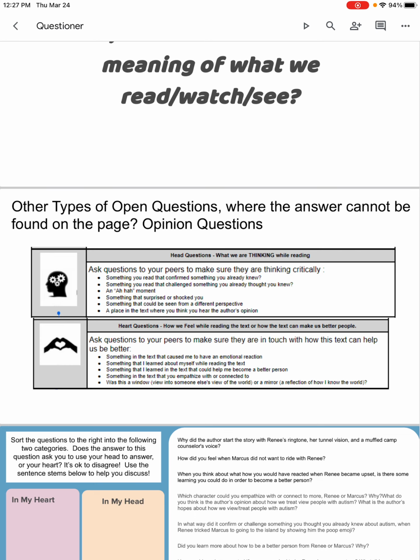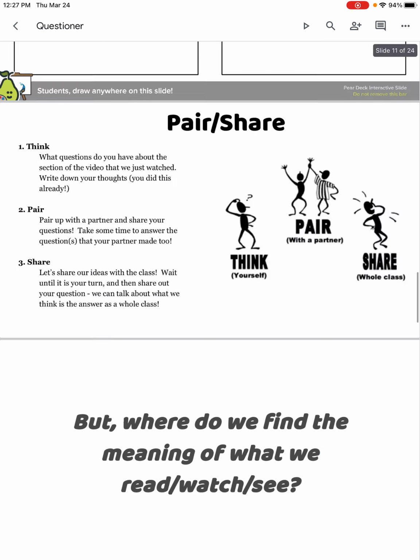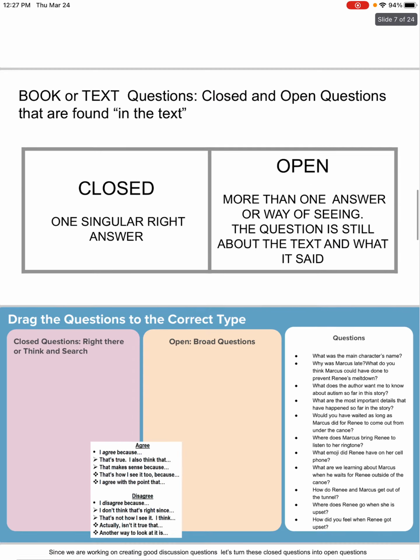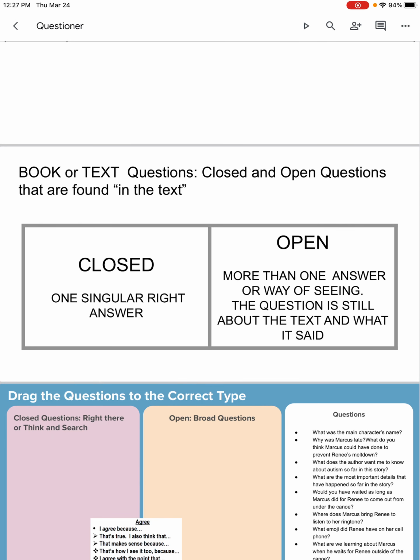So there's a lot of different types of questions we can ask, but I'm going to scroll up here one more time. We just want to really make sure that we're asking these open-ended discussion questions, questions that are not just one-word answers, questions that ask us to state our opinion or provide evidence or explain why we're thinking that.